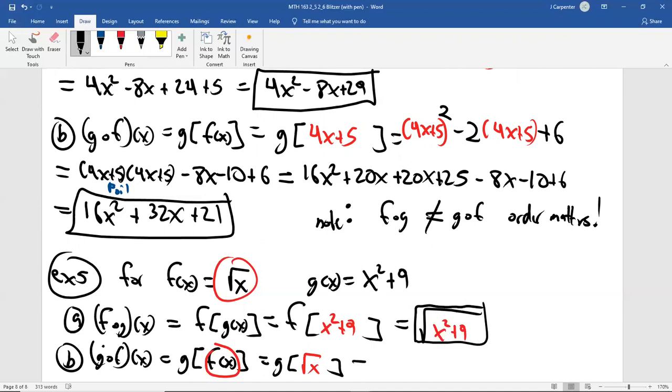And then that tells us to go to the g function, which is up here, and we turn its x's into whatever is inside the bracket, square root of x.